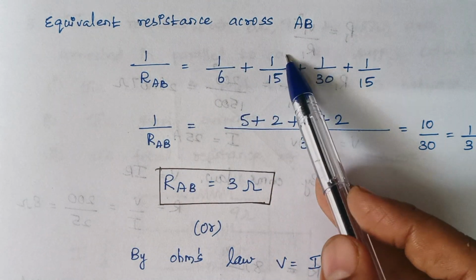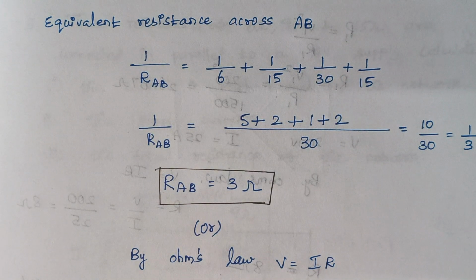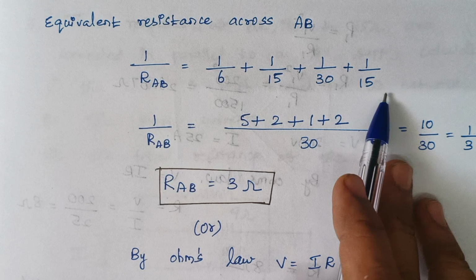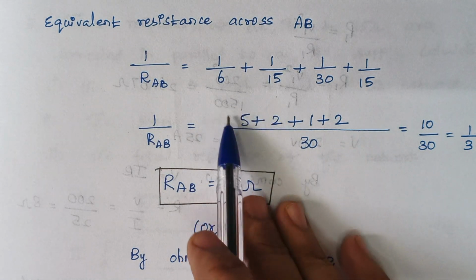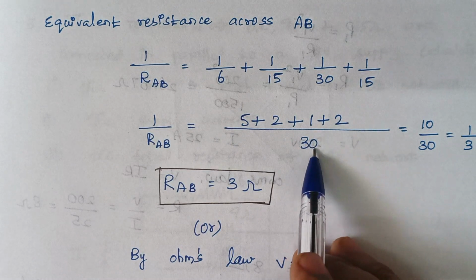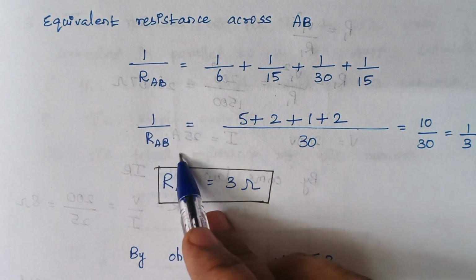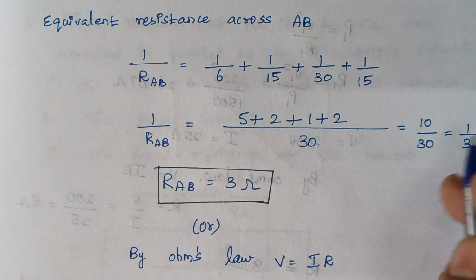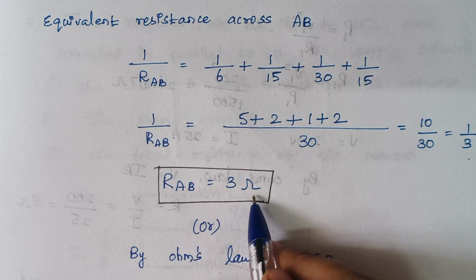So 1 by 6 plus 1 by 15, 1 by 30 plus 1 by 15, right? So here when you take the LCM, the LCM value is 30. Then just calculate the numerator values accordingly. And finally you see the value of 1 by RAB is 1 by 3. So the value of RAB is equal to 3 ohms, right?